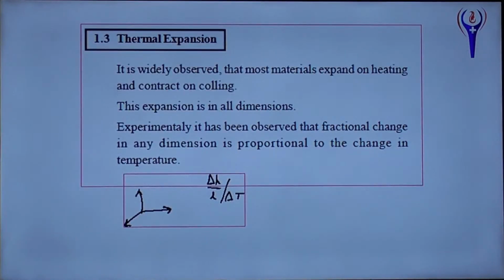And thermal expansion. Next topic, thermal expansion. It is widely observed that most of the material expand on heating and contract on cooling. All the material, all the metal or all the substance, when temperature increases, it will expand, and when temperature decreases, contract. This expansion will take place in all the dimensions. And experimentally it has been observed that fractional change in any dimension is proportional to the change in temperature. That is the normal expansion.